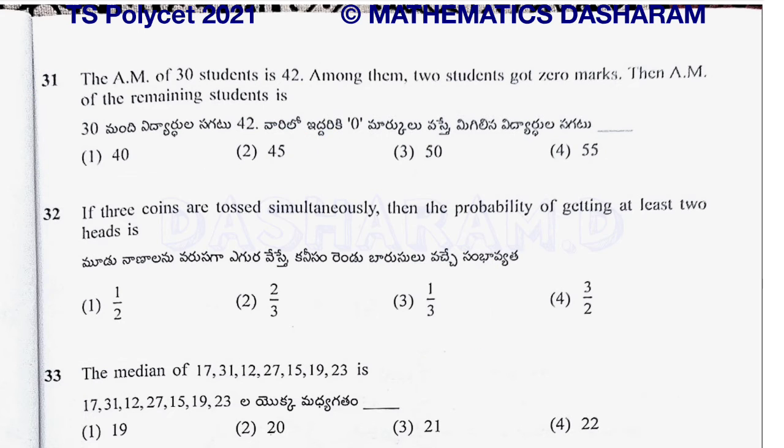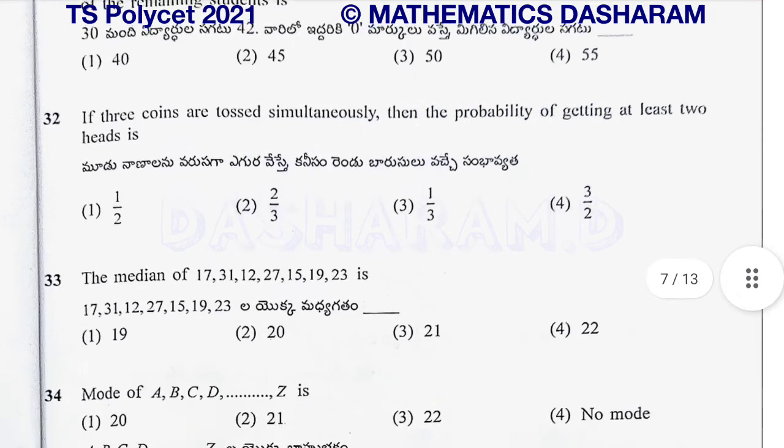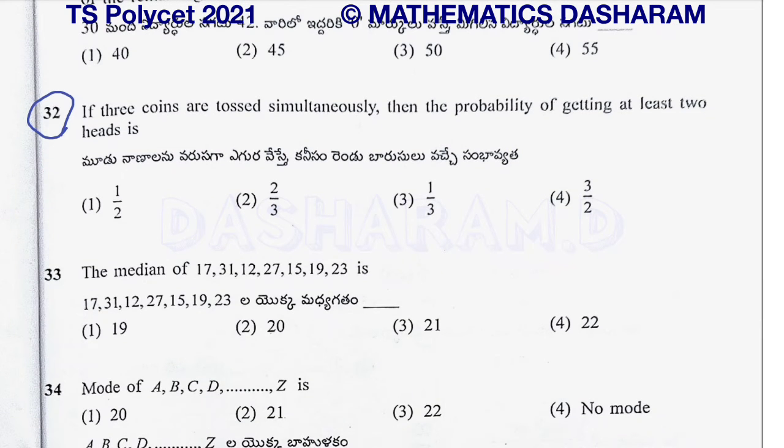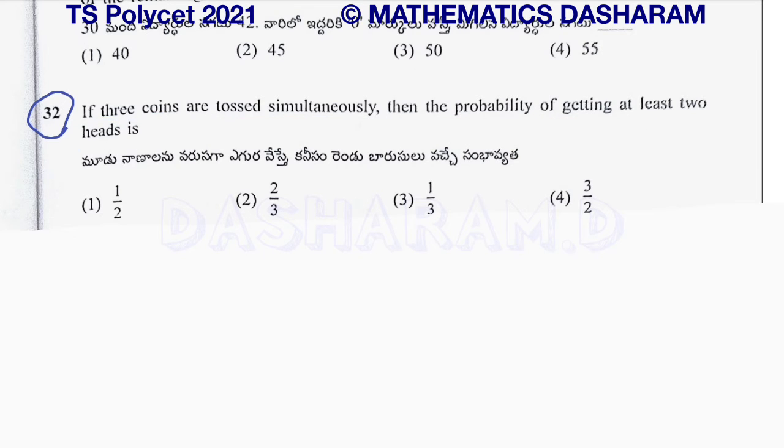So question number 32. If 3 coins are tossed simultaneously, then the probability of getting at least 2 heads is. So when 3 coins are tossed simultaneously, the sample space: head, head, head, head, head, tail.